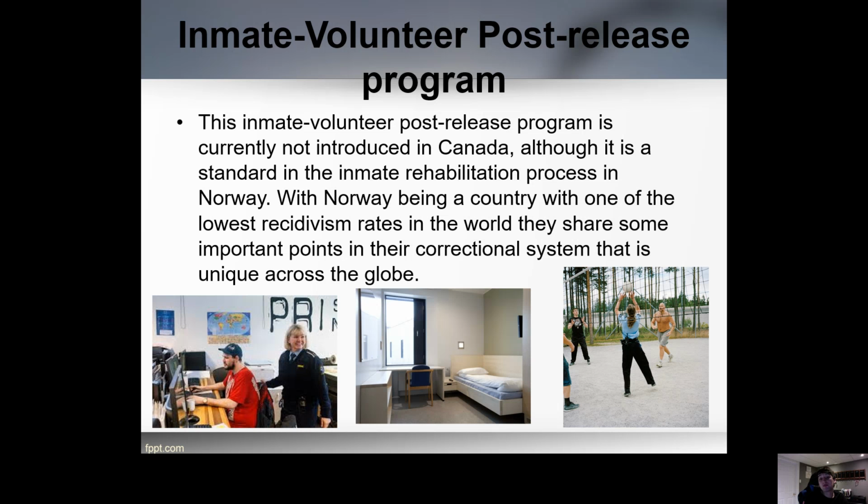Norway invests a lot of money in their prisons, which, as we talked about in class and watched in the video before, makes a huge difference, because they have the lowest recidivism rates. People don't reoffend. They have the help they need.